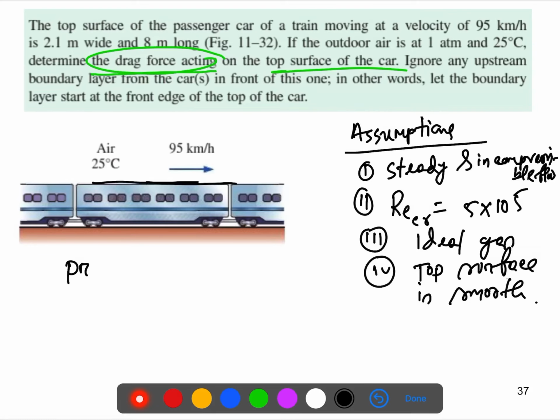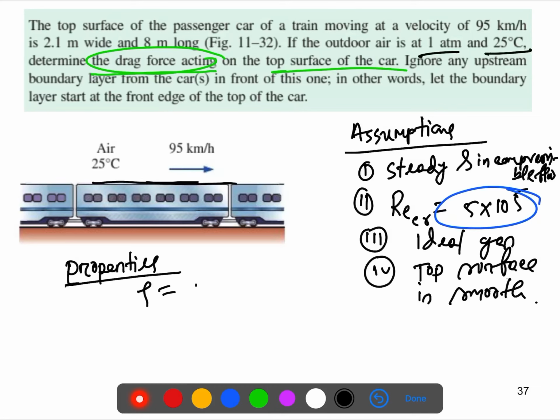Now we will calculate some properties. We assume that the critical Reynolds number is 5 into 10 to the power 5, but we don't know the properties, so let's say the properties are at 1 atm and 25 degrees centigrade. We can write it down. The density from the table is 1.184 kg per meter cube, and the kinematic viscosity is 1.562 into 10 to the power minus 5 meter square per second. So this is the value we got.